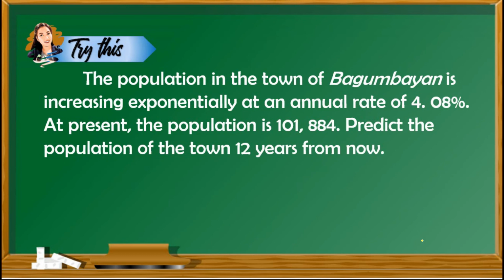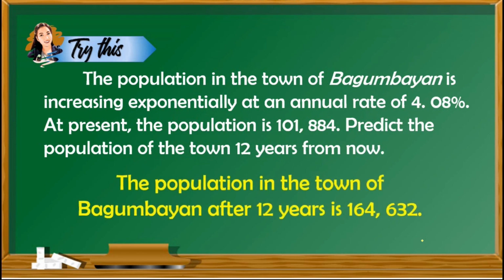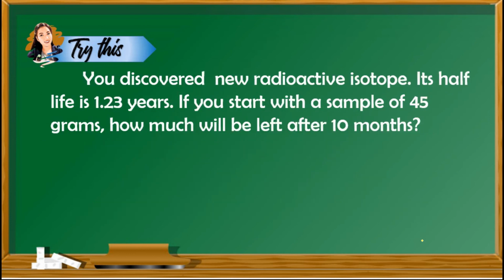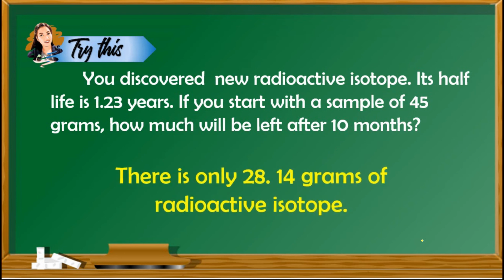After discussing the different applications of exponential functions, try to answer the following problems. Problem number 1, you may pause the video to answer this. Let's check our work. The answer here is, the population in the town of Bagong Bayan after 12 years is 164,632. Next problem. The answer here is, there is only 28.14 grams of radioactive isotope.